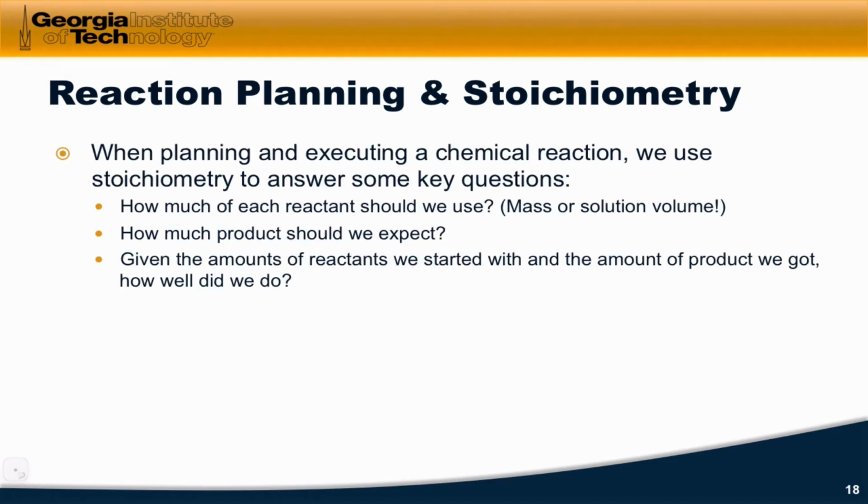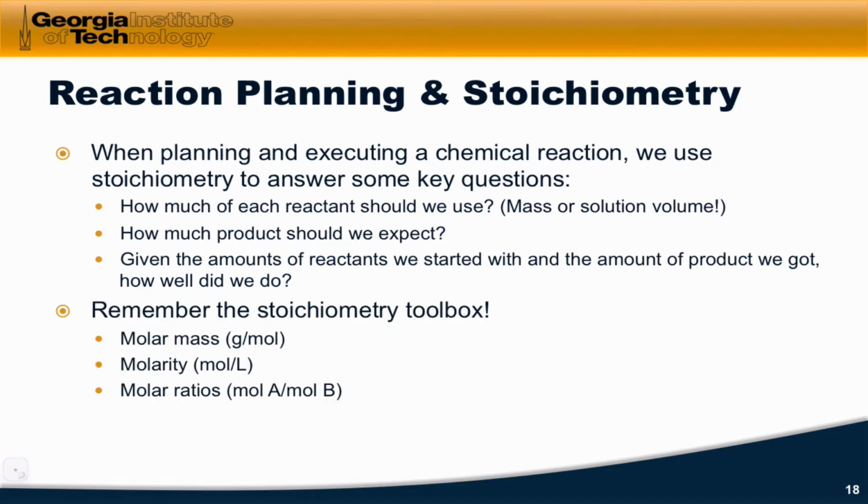So, when planning and executing a chemical reaction, we use stoichiometry to answer some key questions. How much of each reactant should we use in terms of a mass or a solution volume? How much product should we expect? Given the amounts of reactants we started with and the amount of product we ended up with, how well did we do? We can use stoichiometry to answer these questions.